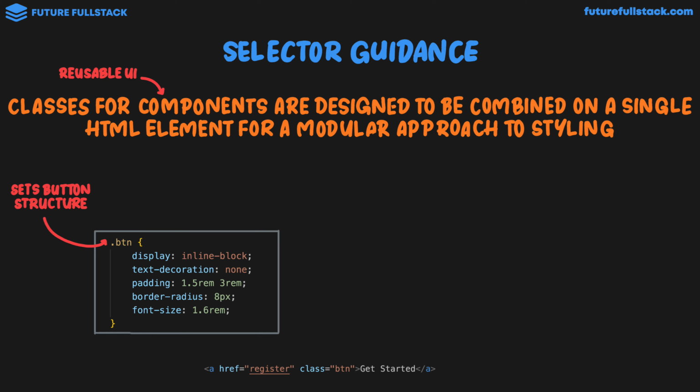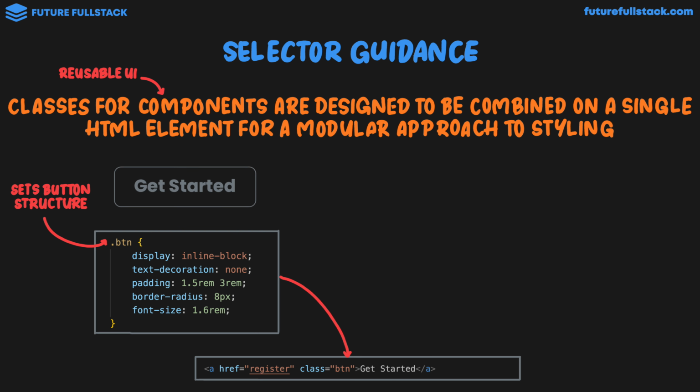We would then add this button class to our anchor tag by using the HTML attribute class and giving it the value btn. This would create the structure of our button.